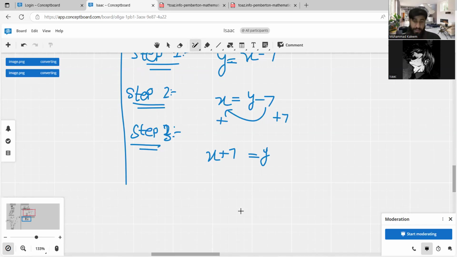So we got that. This is the answer: x plus 7. F inverse of x is equal to x plus 7. That's all. Okay, now it's your turn.